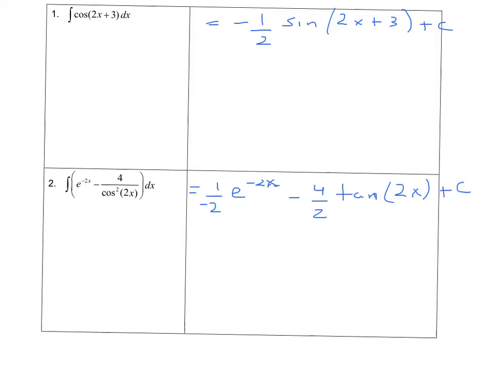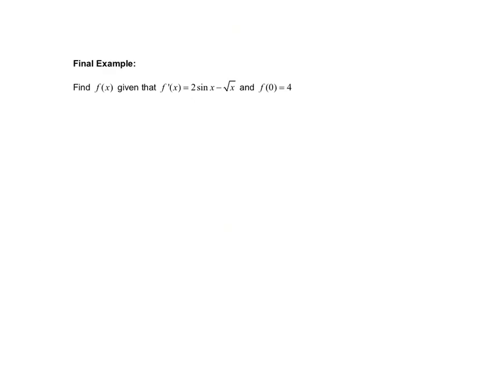The first example is pretty straightforward. Nothing too complicated about it. The second one, however, involves not only an exponential function, so you have to remember how to take the antiderivative of an exponential function, but it also involves 4 over cos squared 2x. The other way that you can write that is 4 secant squared 2x, and that might actually help you realize that the antiderivative is tan x.